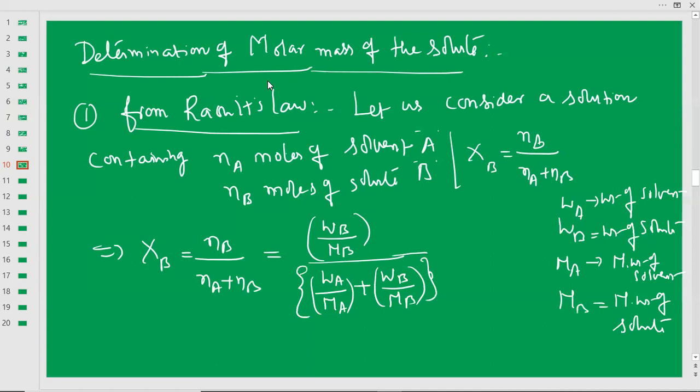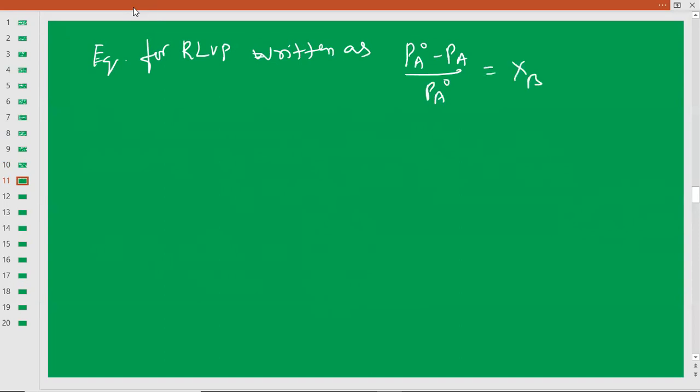Okay. Let it be. Now this is nothing but relative lowering of vapor pressure only, from Raoult's law. That means this equation for relative lowering of vapor pressure is given. What is the equation for RLVP? RLVP is written as (PA naught minus PA) by PA naught, that is equal to XB, which is equal to NB by (Na plus Nb).